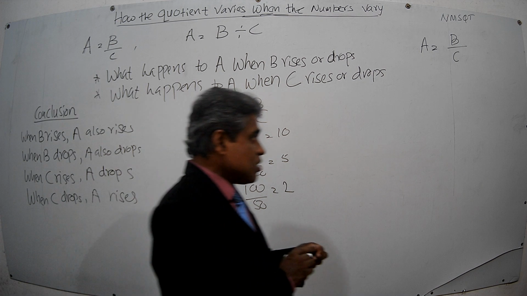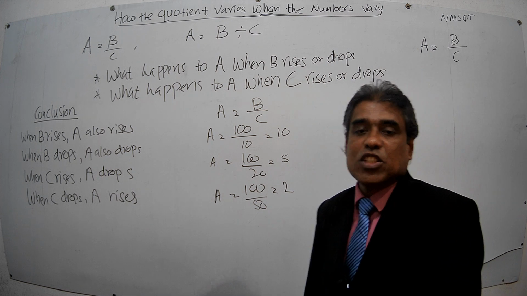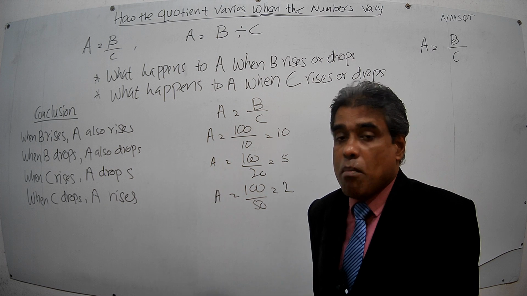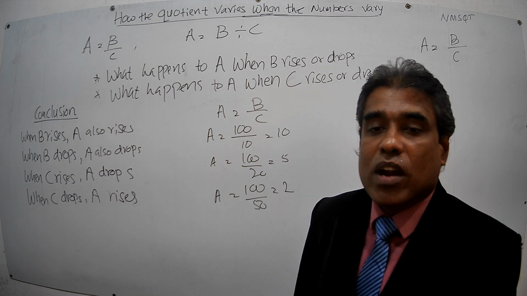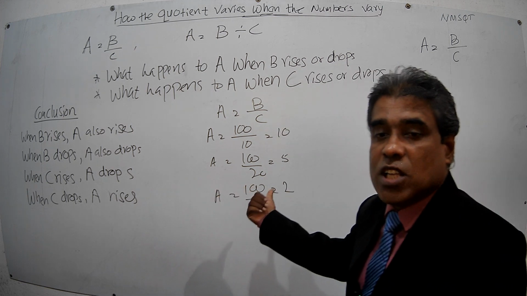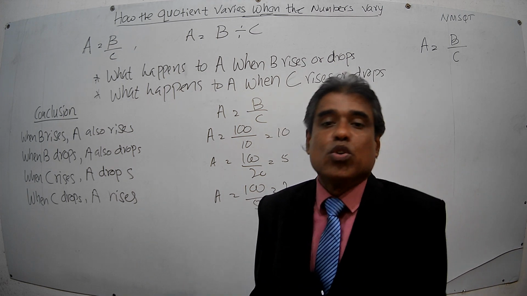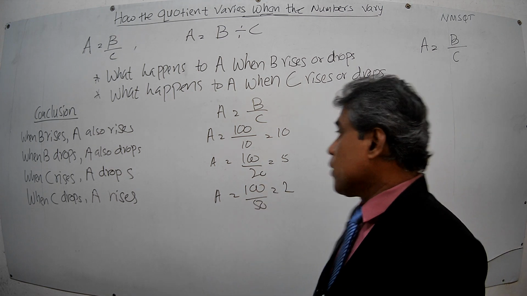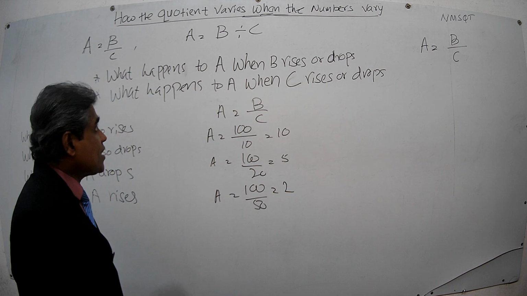Now it is important for us to know these relationships because in the next video we are going to find the upper bound and lower bound of a quotient. To understand the upper bound and lower bound of a quotient, this part of mathematics is absolutely essential. Therefore, as a prelude to that video, this video is given to you.